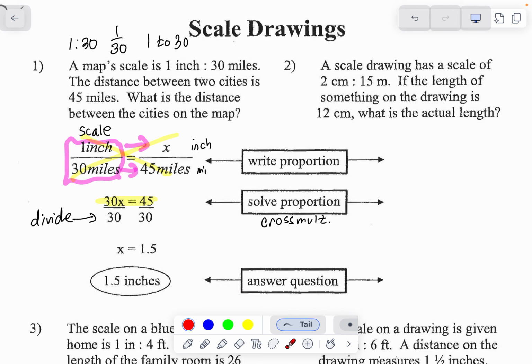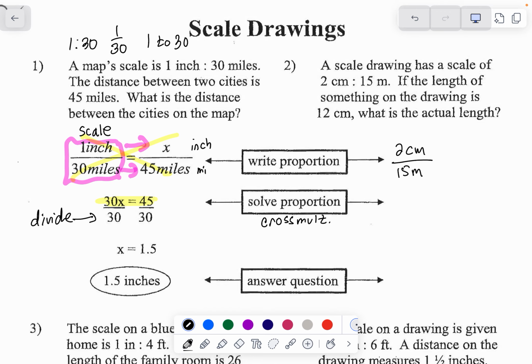Okay, so now let's do the exact same thing and let's fill it in as we go on number 2. So everybody do number 2 with me, okay? It says a scale drawing has a scale of 2 centimeters to 15 meters. If the length of something on the drawing is 12 centimeters, what is the actual length? So the first thing you write is your scale. So you write 2 centimeters over 15 meters. So we're going to write it as a fraction. So that's the first thing you do.